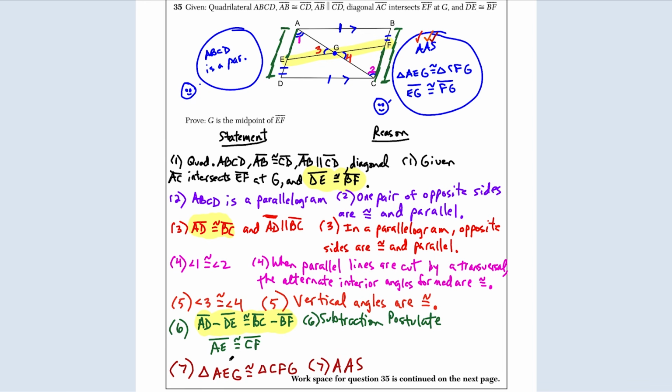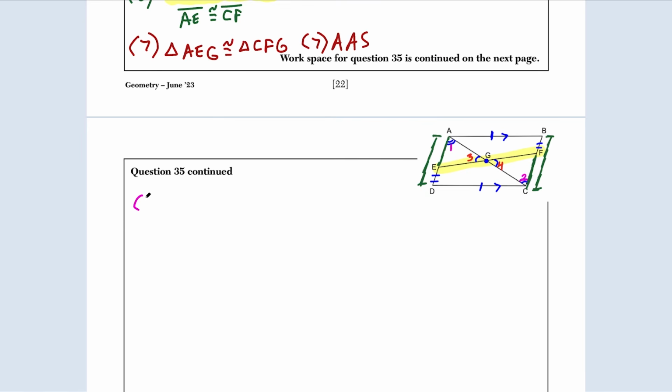And once we have the triangles established as congruent, then the corresponding parts of these congruent triangles are congruent. So now we'll continue here. For statement 8, we're going to say here finally that EG is congruent to FG because corresponding parts of congruent triangles are congruent. And now finally we can close out this proof. We're going to say here that G is the midpoint of segment EF because G separates EF into two congruent segments.